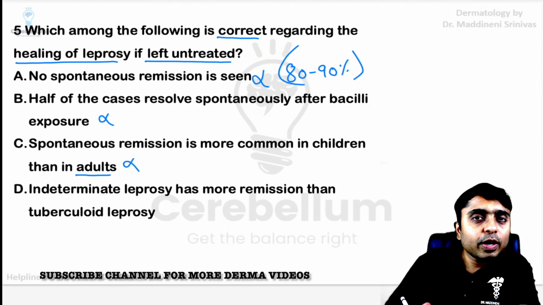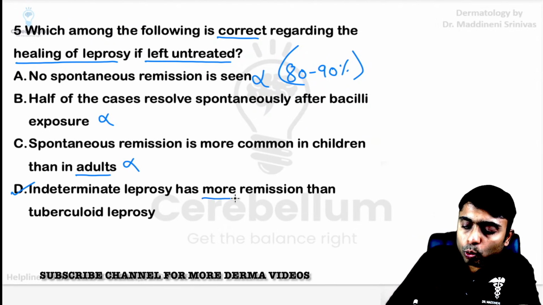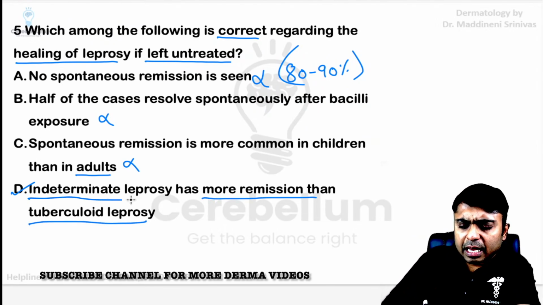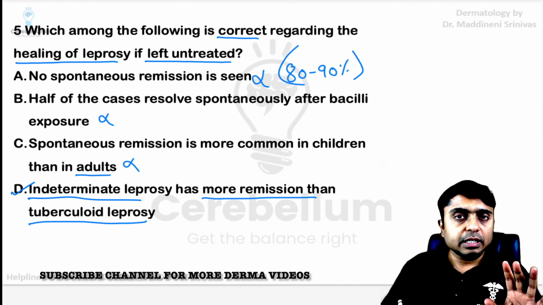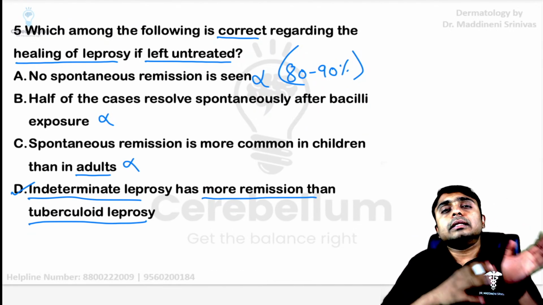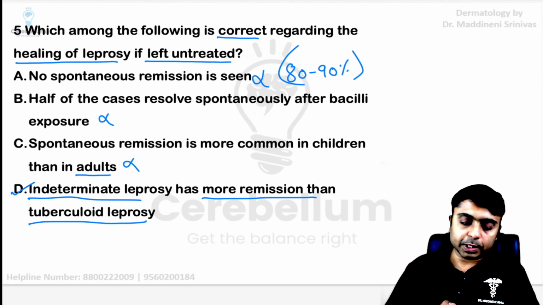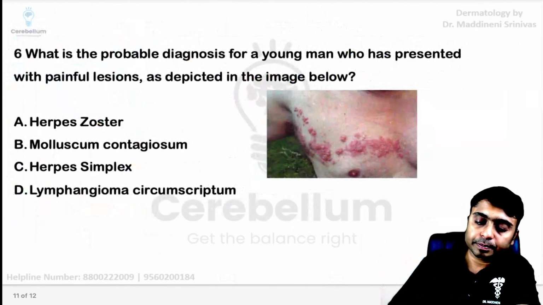So we are left with one option, which is going to be the correct answer. Indeterminate leprosy has more remission than tubercular leprosy. Simple funda, the simple reason for this is that indeterminate leprosy has few bacilli when compared to tubercular leprosy, in which more bacilli are there than in indeterminate leprosy. So the answer is going to be option D.